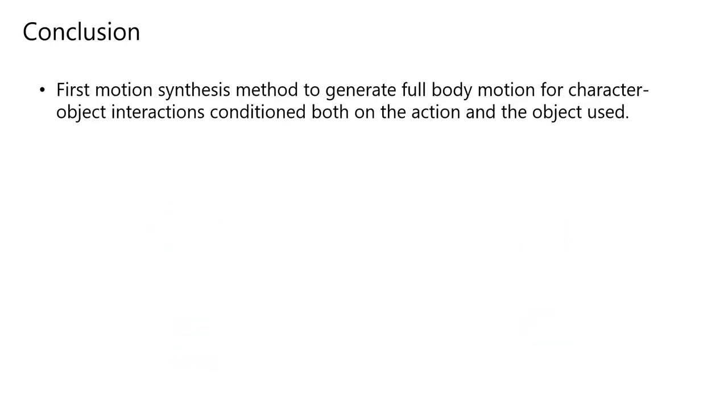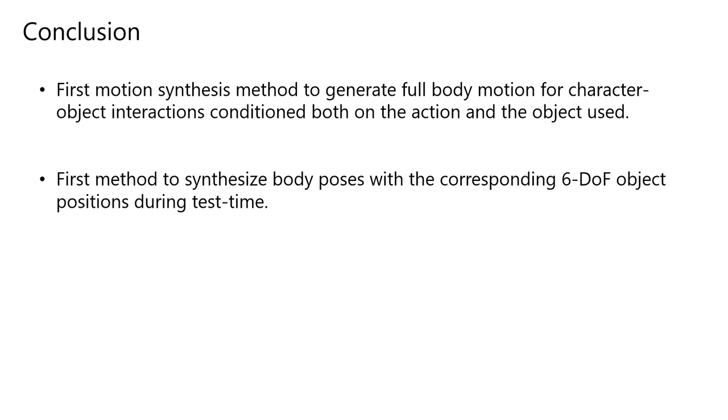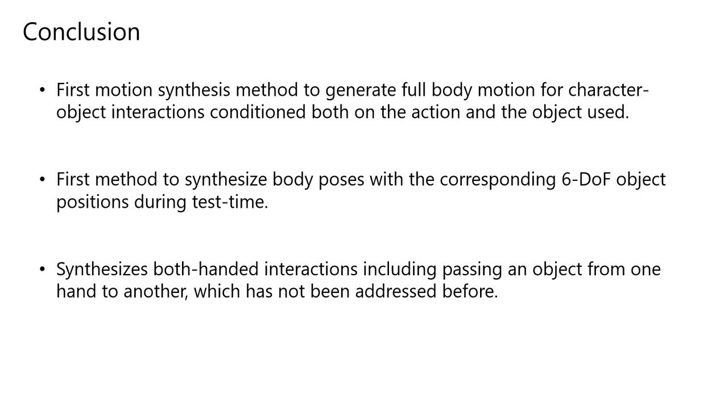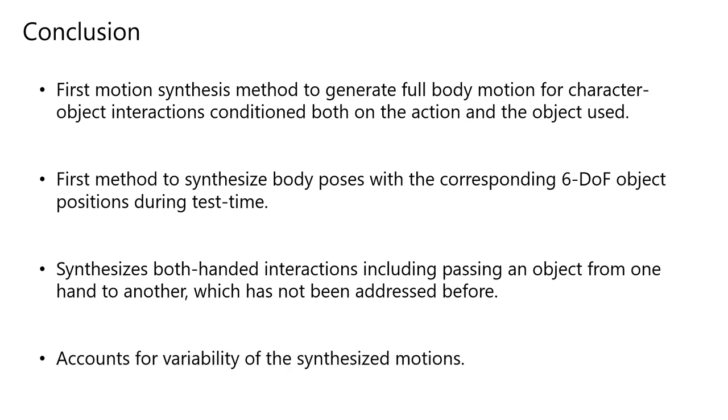In conclusion, we present the first motion synthesis technique to generate full-body motions for character-object interactions conditioned both on the action and the object used. This is the first method to synthesize body poses along with the corresponding 6 DOF object positions during test time. We place special focus on synthesizing interactions involving both the hands. This also includes sequences where the object is passed from one hand to the other, a setting that has not been addressed before. We also account for variability of the synthesized motions. Thank you for your attention.